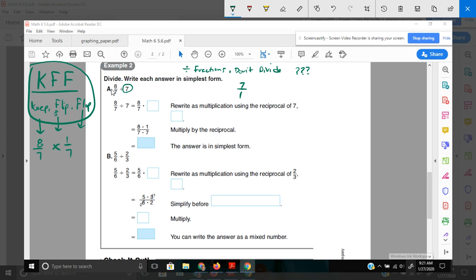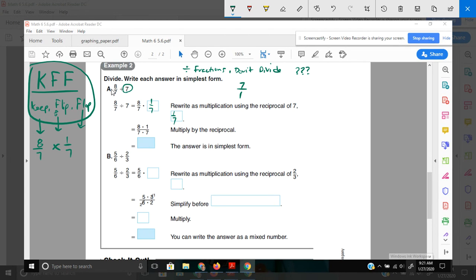Right? You'll see they did the same thing here. Keep 8/7 the same. Change division to multiplication and rewrite as multiplication using the reciprocal of 7, which is 1/7. It did the exact same thing. I just have a nice acronym for it, KFF, keep, flip, flop.